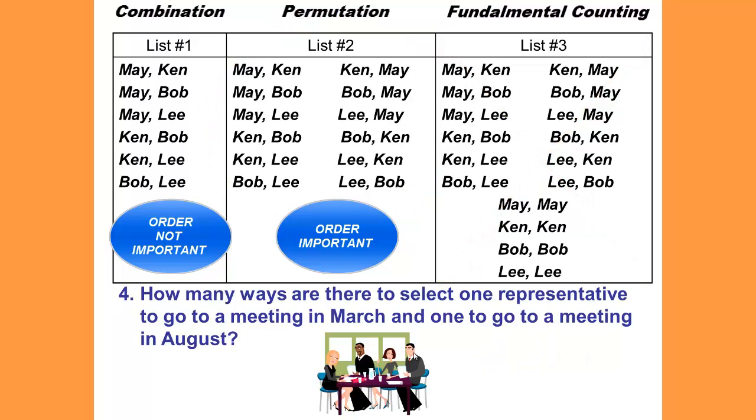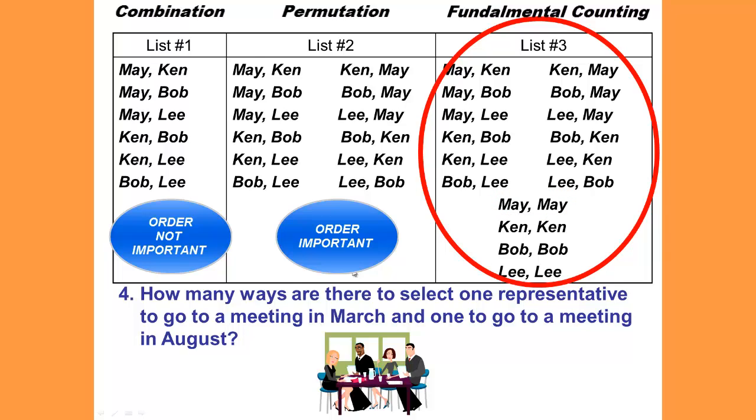How many ways are there to select one representative to go to a meeting in March and one representative to go to a meeting in August? Again, the first thing I always ask in a counting problem is whether repetition is allowed. And in this case, May could go both to the meeting in August and to the one in March. Therefore, the only list that takes into account repetition is list number 3.